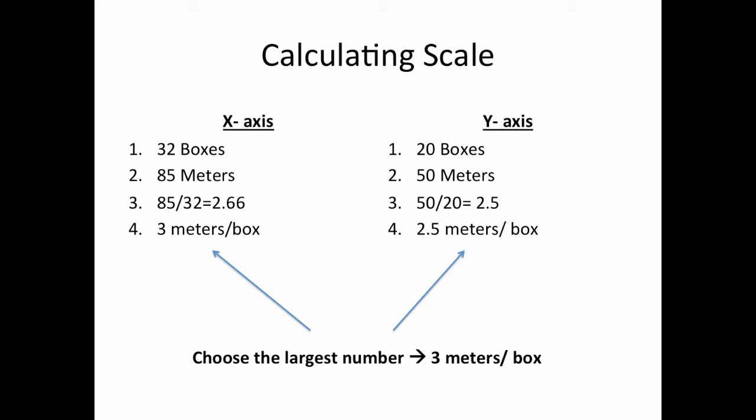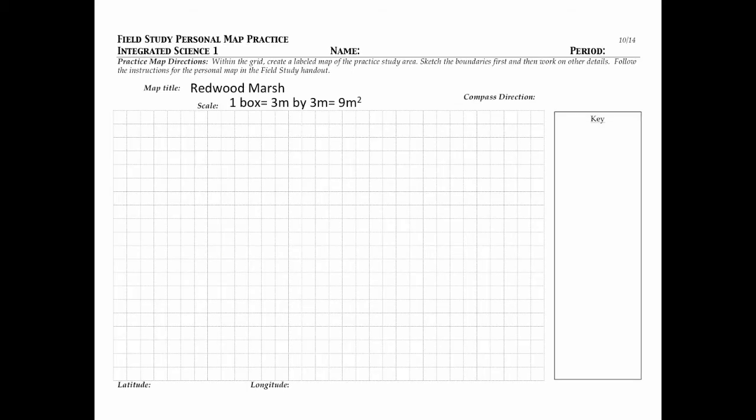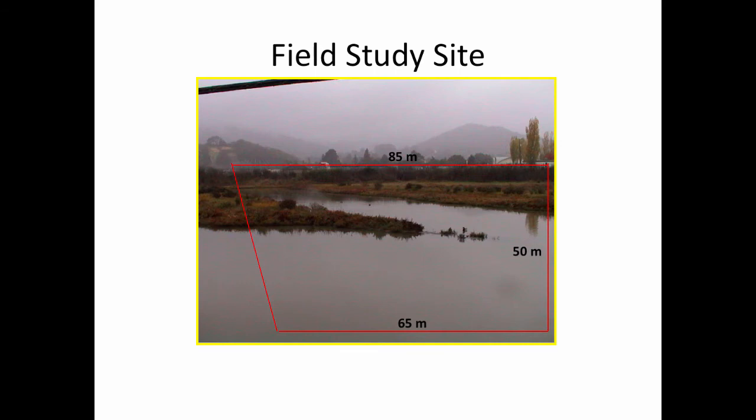For our map, we are going to choose the number 3 for our scale. By choosing the number 3, we are saying that each box on our map is worth 3 meters. So next to the heading that says scale, we can write 1 box equals 3 meters by 3 meters, which equals 9 meters squared. Now that we have our scale, we can begin drawing the outline for our map. When we are done, the outline should look exactly like the outline shown here on the field study picture.